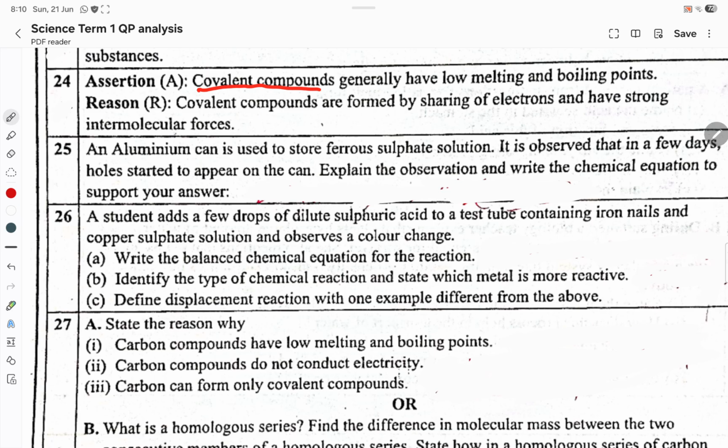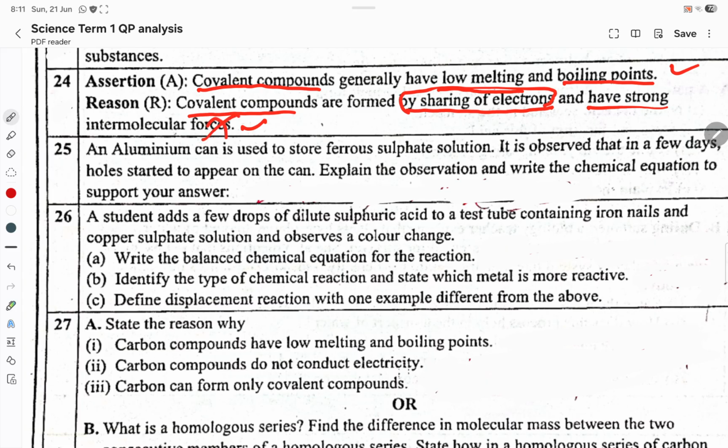This covalent bond is formed by sharing of electrons between two non-metals. So it is somewhat weaker than an ionic bond, which gives a low melting point. Easily we can melt them and we can boil them. That's true. Now the reason: covalent compounds are formed by sharing of electrons. That's true. And have strong intermolecular force. This is the wrong statement.